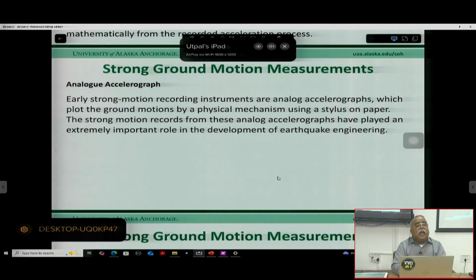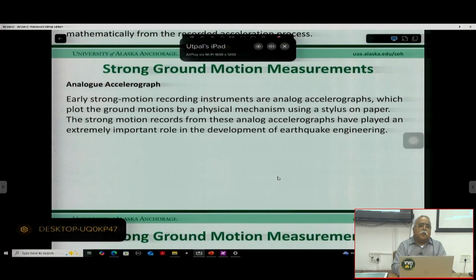Now, earlier the instrument was basically the analog instrument. Analog instrument means the analog strong motion recorders or strong motion accelerometer. So this is called SMA. Analog SMA was there, but nowadays all the analog records are gradually being replaced. Even in India, we are gradually replacing them with digital accelerometers, right?